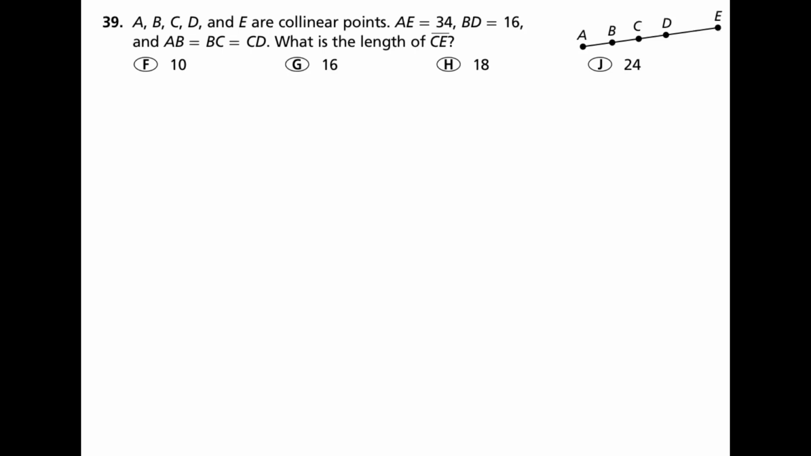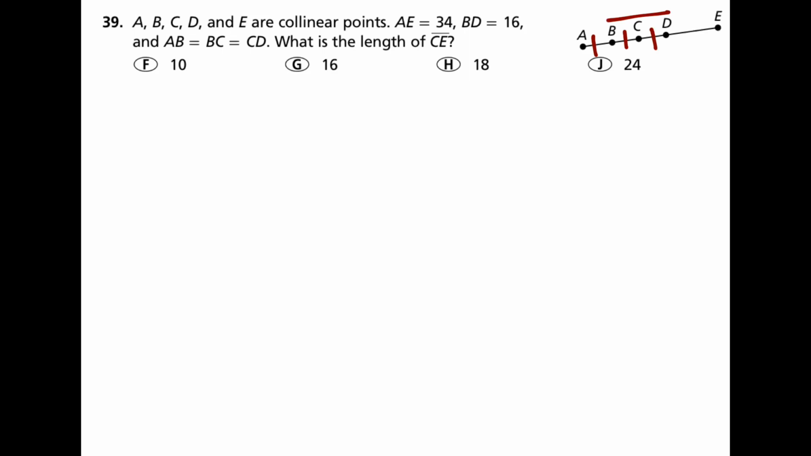39 suggests that A, B, C, D, and E are collinear points, all in the same line. The distance of the entire segment, AE, is 34. And then we have some equivalencies. AB, BC, and CD are all equal. And we know that BD is equal to 16. Well, BD is comprised of BC plus CD. So that means that all of these are 8, 8, and 8.